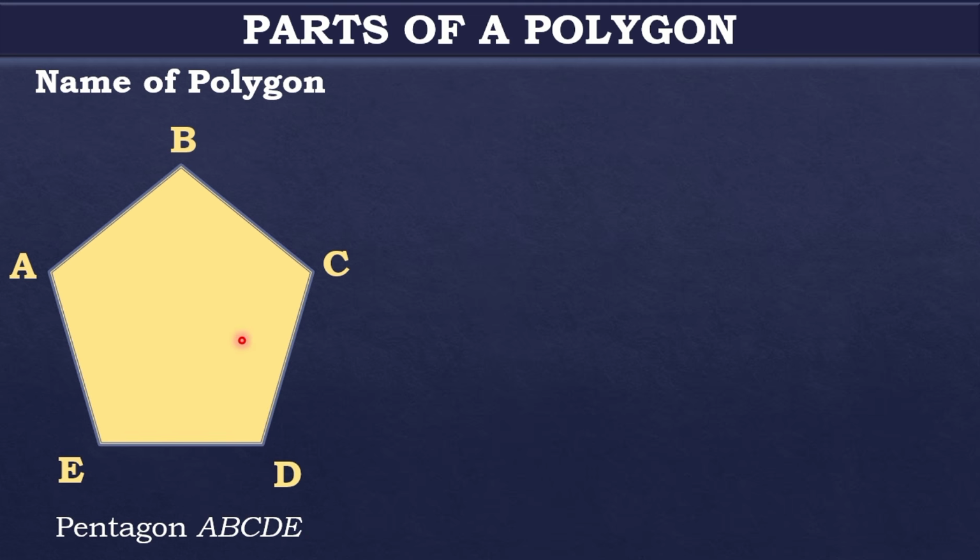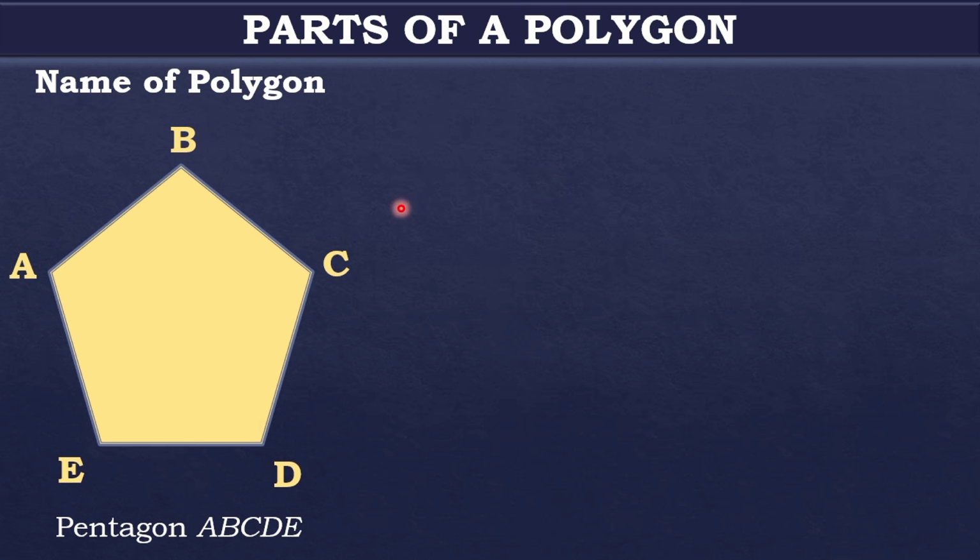Alright. Pwede ba ang B, C, D, E, A? Yes. Pwede ba ang D? Unahin ko si D. D, E, A, B, C? Yes. Or pwede bang C, B, A, E, D? Pwede rin po, for as long as it is written consecutively. Pag sinabi natin consecutively, magkakasunod. Dapat isulat po natin siya ng magkakasunod. Pwedeng clockwise, pwede rin pong counterclockwise, as long as it is written consecutively.